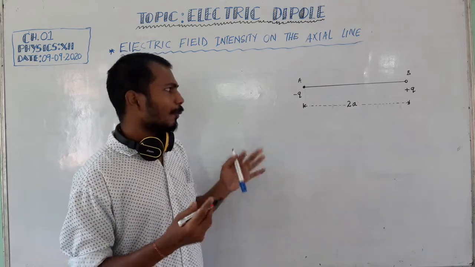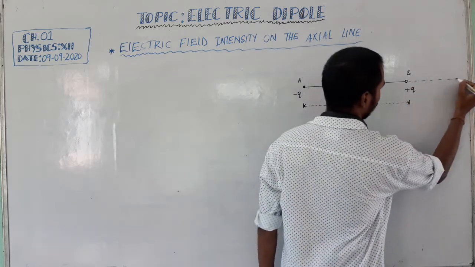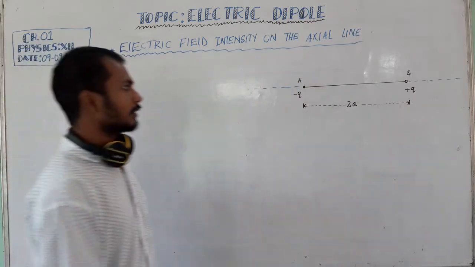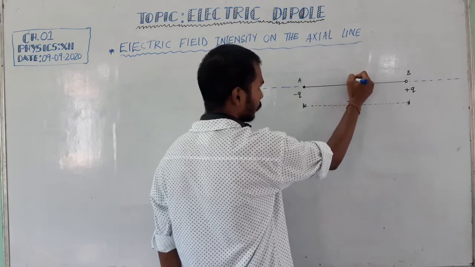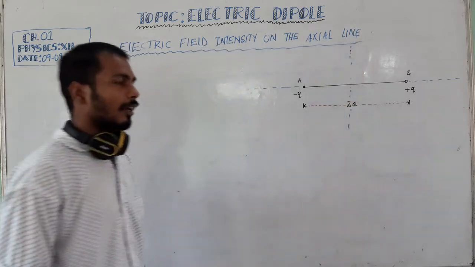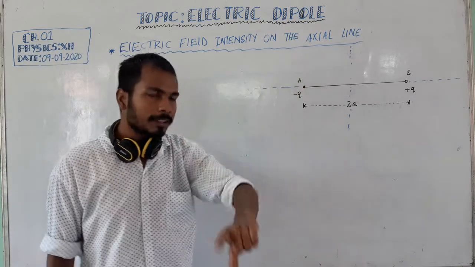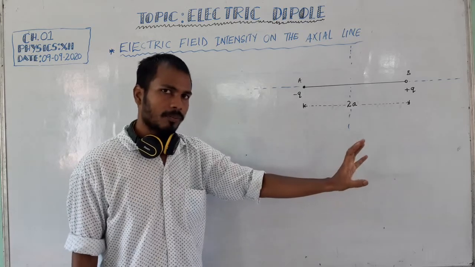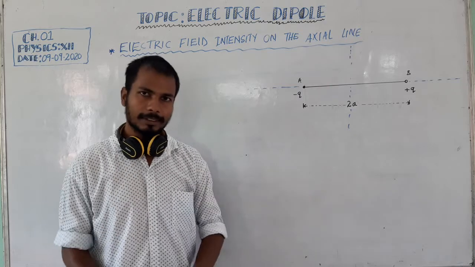Now, where is the axial line? This is the axial line. And now, where is the equatorial line? This is the equatorial line, the line which is passing perpendicular to the dipole through the center of the dipole. In this topic, we will first find the electric field on the axial line. We will consider a point anywhere on the axial line, and we will find the electric field due to the dipole. Is it clear?